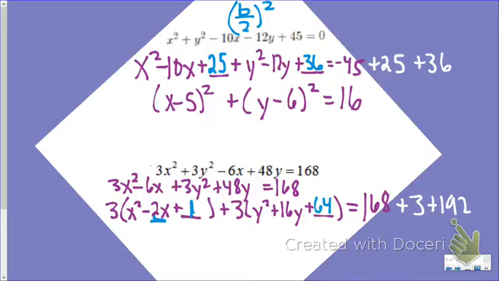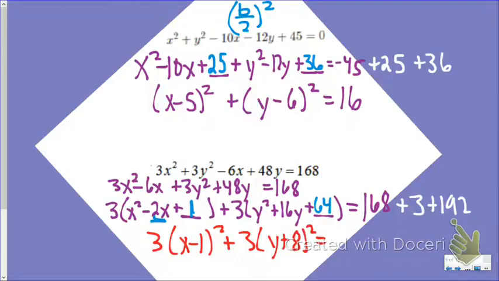So let's go ahead now and write this in my factored form. So now I have 3 times, I can go ahead and factor that. That becomes x minus 1 squared. This becomes y plus 8 squared. And this is going to equal 363.